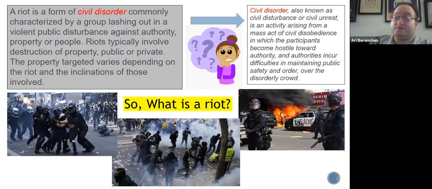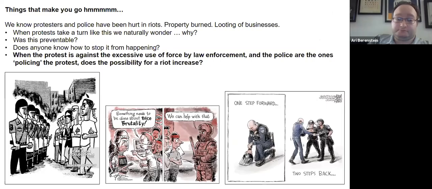Again, manipulation. Civil disorder, also known as civil disturbance or civil unrest, is an activity arising from a mass act of civil disobedience in which participants become hostile toward authority. Authorities incur difficulties in maintaining public safety and order over this disorderly crowd. So unfortunately, a lot of these things can happen as a result. We know protesters and police have been hurt in riots, properties burned, businesses looted. When protests take a turn like this, we naturally wonder why. Was this preventable? Does anyone know how to stop it from happening?